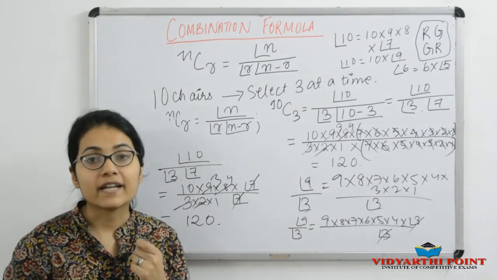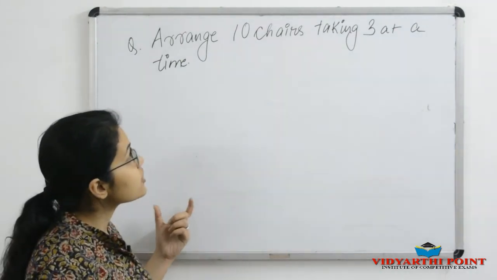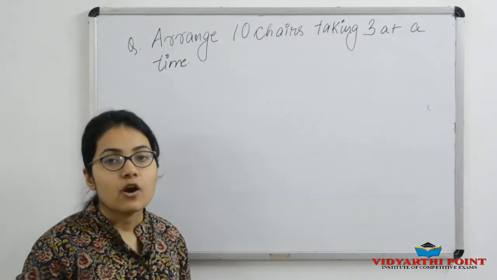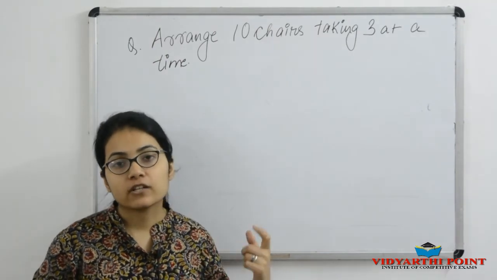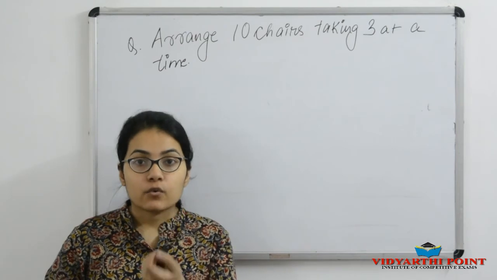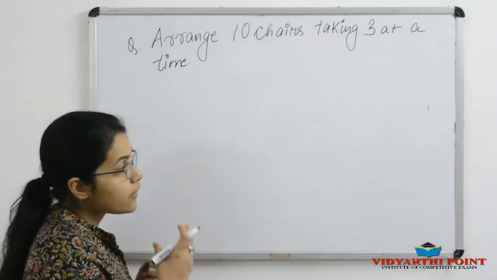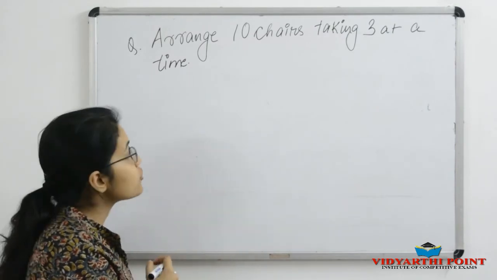Let us solve one example of permutation. Now let us look at the question. Arrange 10 chairs taking 3 at a time. Whenever in the question you find the word arrangement, you have to apply the formula of permutation, whereas in case of selection you have to apply the formula of combination. Here we have to arrange 10 chairs taking 3 at a time.